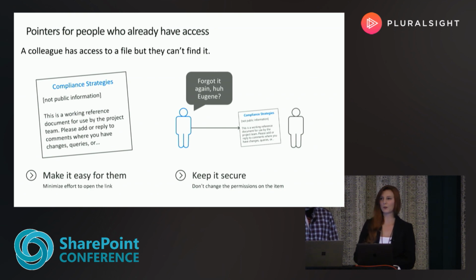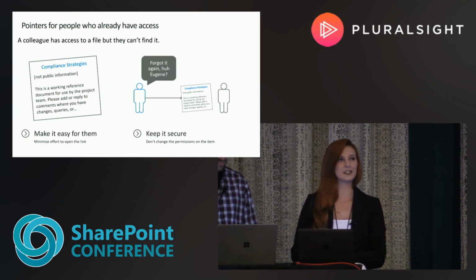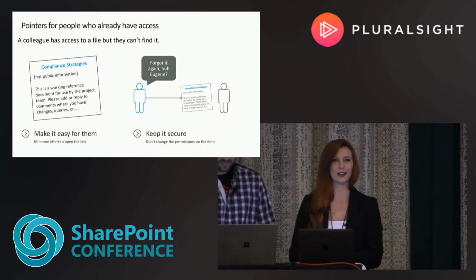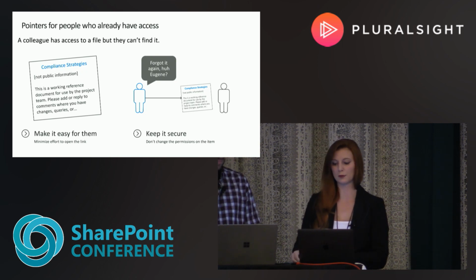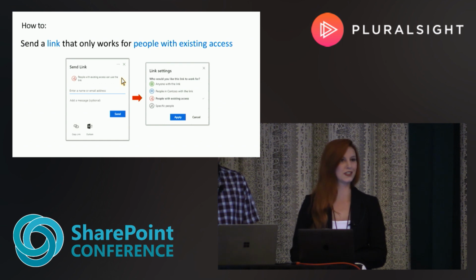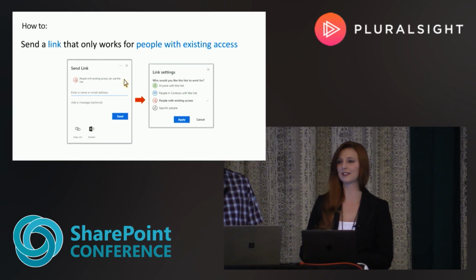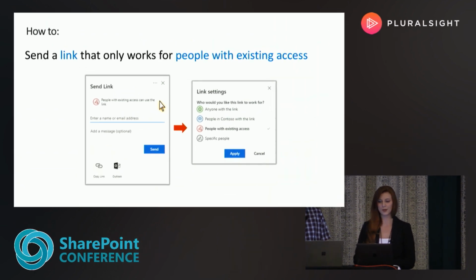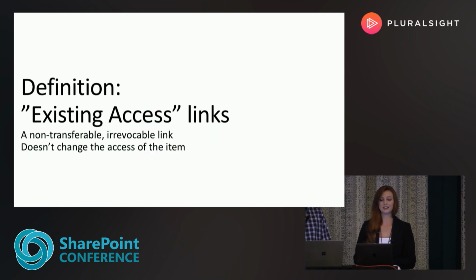Now, I do want to cover one more scenario here as part of the sharing overview. We all know someone in our company who may lose things pretty frequently or may constantly remind you, hey, do you have a link to that file? Well, we do support this scenario in OneDrive with the people who already have access links. It's super easy to share this link again to someone who already has access without modifying existing permissions. You can do so easily via the sharing dialog by selecting people who already have access. By definition, this is a non-transferable, irrevocable link, and it doesn't change the access of the item.